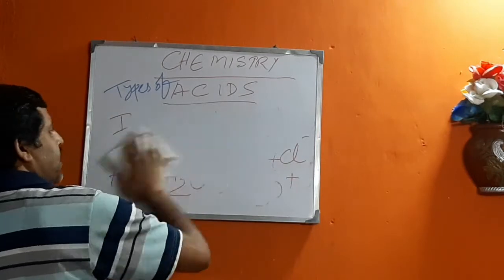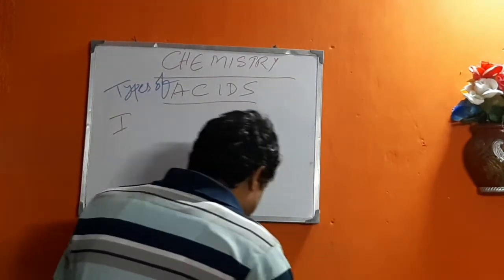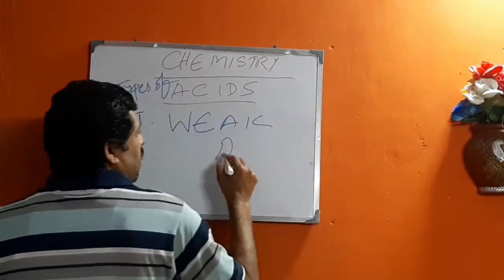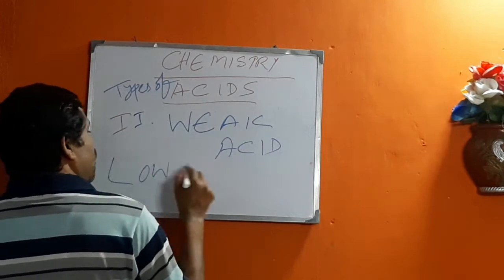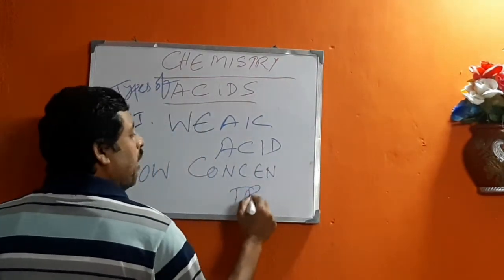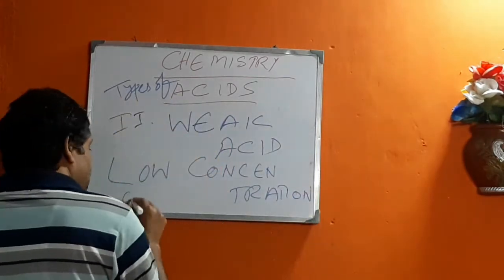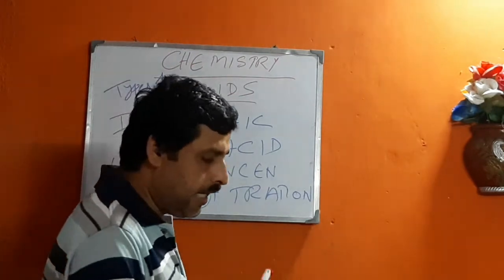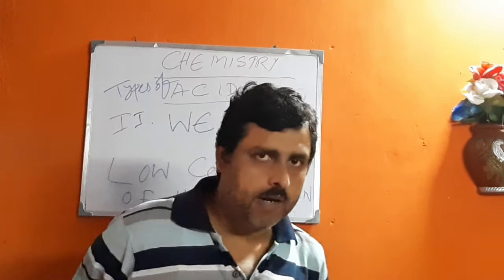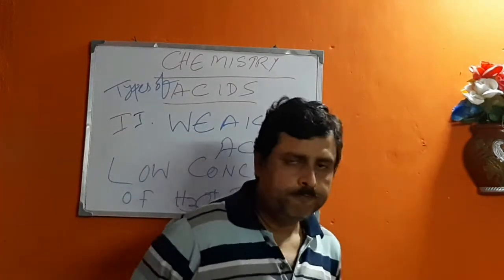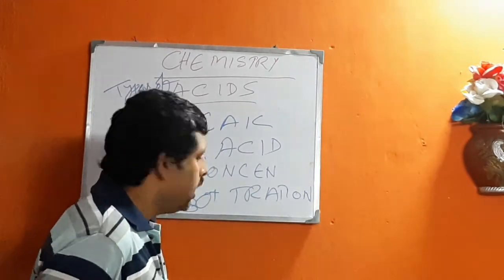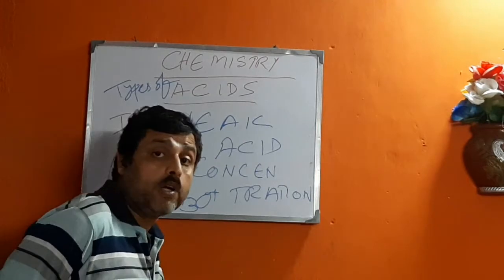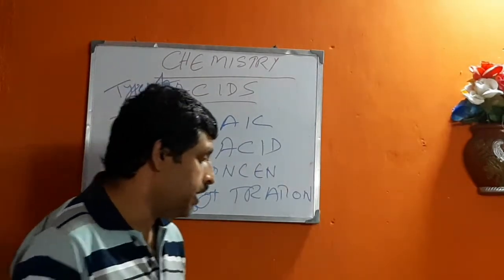The second one, weak acid. Weak acid means a low concentration of hydronium ion, H3O+. Suppose there are 100 molecules of oxalic acid in the solution, and out of 100 molecules, only 2 or 3, or say 5, get dissociated to form hydronium ion. Then oxalic acid is generally termed a weak acid because it gives a low concentration of hydronium ion in the solution.